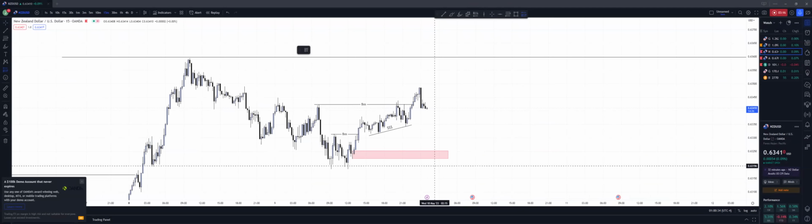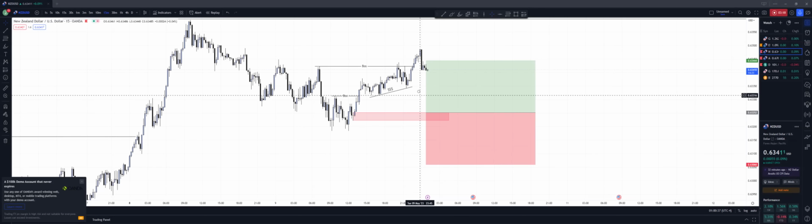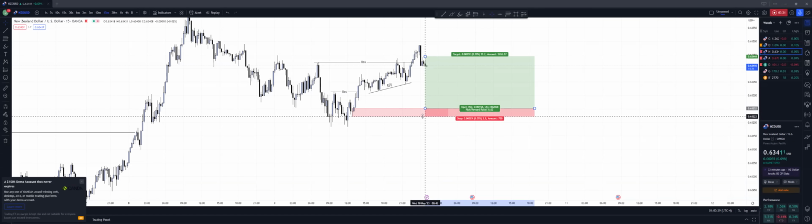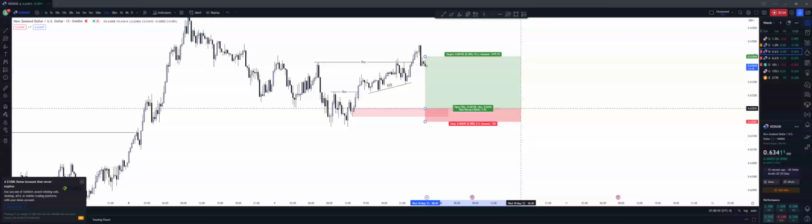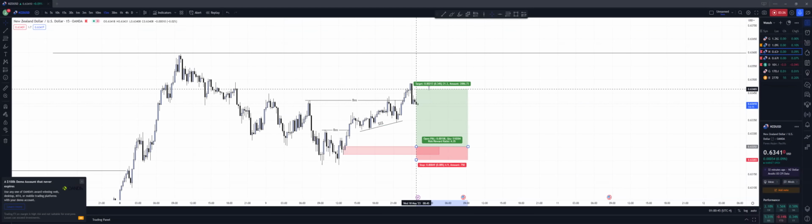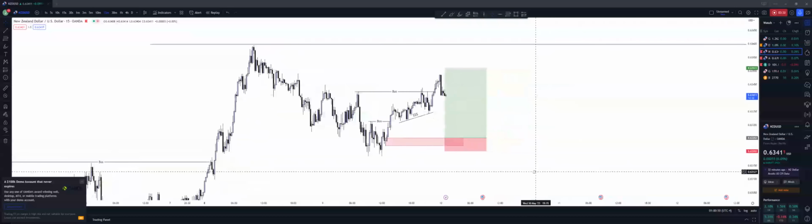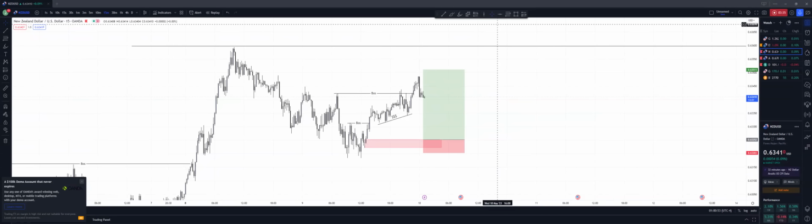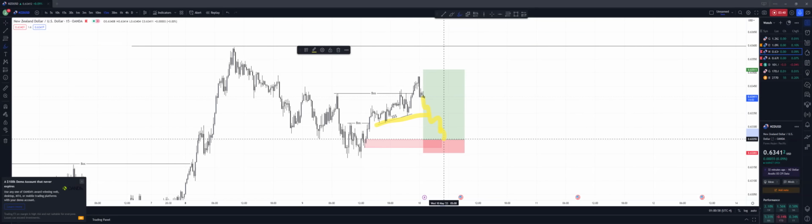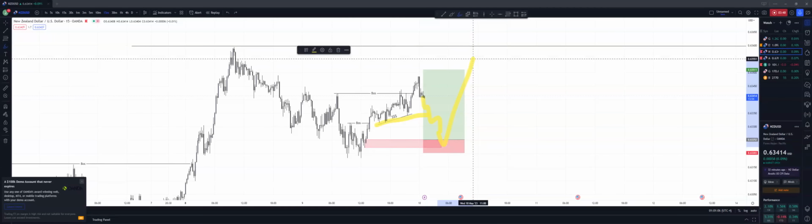For buys, I would be taking buys from this zone right here. I would be placing about 4.9 pips of stop loss, putting my take profit to its high, putting it to 1 to 5. That would be my entry. So price would most likely come down, take out the liquidity, mitigate the order block, filling in the imbalance, and then immediately reversing up and hitting me with take profit. That's my entry for the New Zealand dollar.